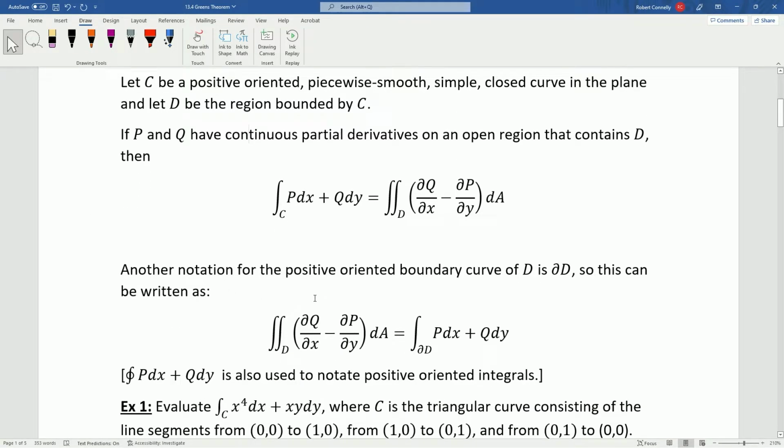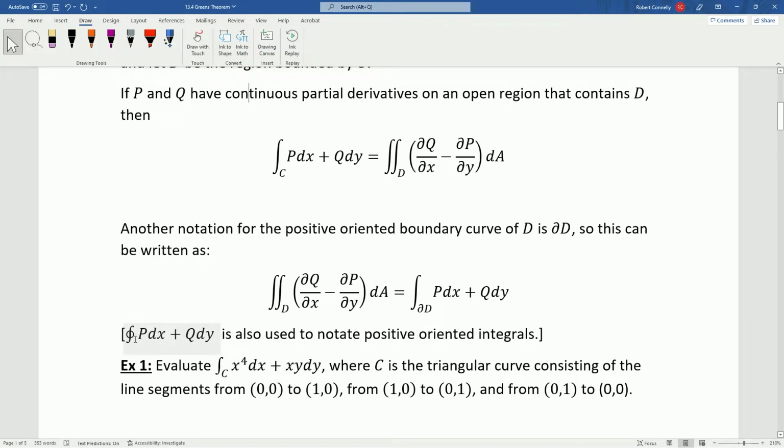So another notation for the positive-oriented boundary curve of D is this partial D notation. So we could rewrite this theorem in the same way, the double integral of dQ/dx minus dP/dy dA equals the integral over the boundary of D of P dx plus Q dy.